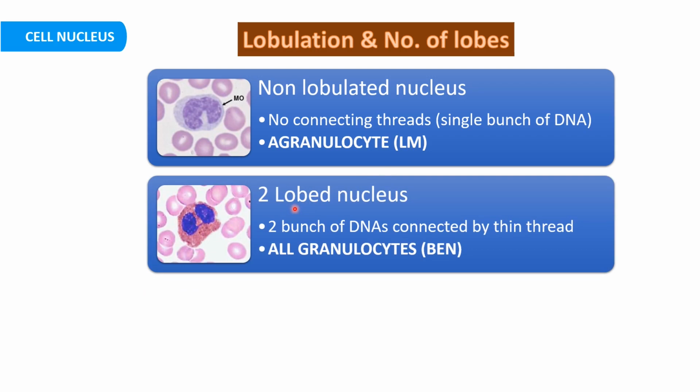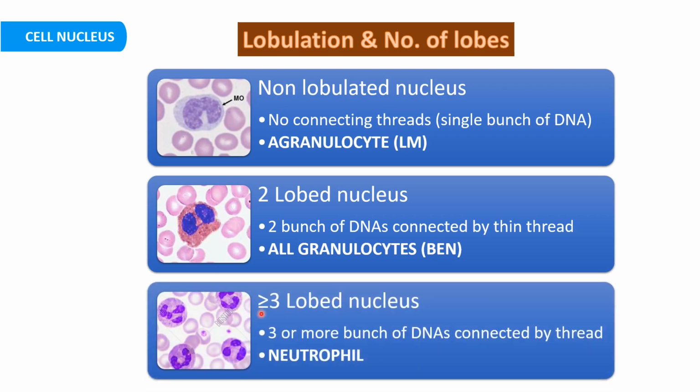If it has 2 lobes, as you see in this diagram, there are 2 lobes and a connecting thread is present between them. So 2 bunches of DNA connected by a thin thread means 2 lobes are present. If 2 lobes are present, then it may be any granulocyte, that means basophil, eosinophil or neutrophil.